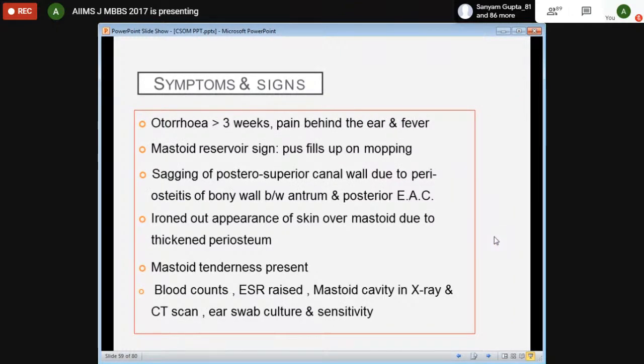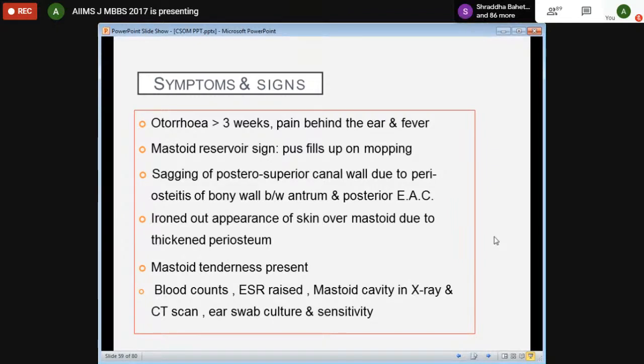Mastoid tenderness: when you palpate the mastoid, there will be tenderness compared to the other side. Usually tenderness is present in the tip area, the posterior region of the mastoid bone. Okay, these are the typical signs of mastoiditis. Any doubt, you can ask. Then we do blood investigations like blood count, where ESR is increased.